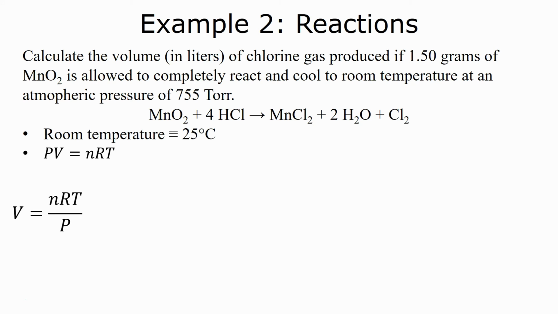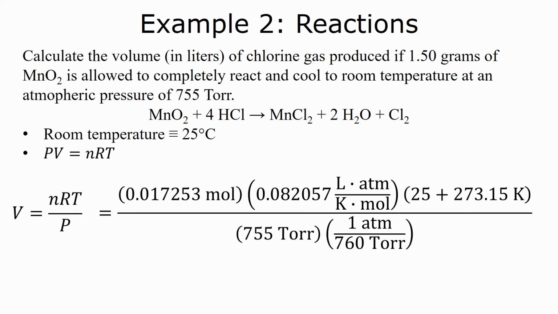Again, we are simply solving for volume. We have our moles of gas times our gas constant. Now we need to convert our room temperature, 25 degrees, to Kelvin. And we need to use the definition of 1 atmosphere equals exactly 760 torr to convert our pressure into atmospheres. Now, check everything, make sure all the units cancel, and again, we have liters, 0.425 liters of chlorine produced.